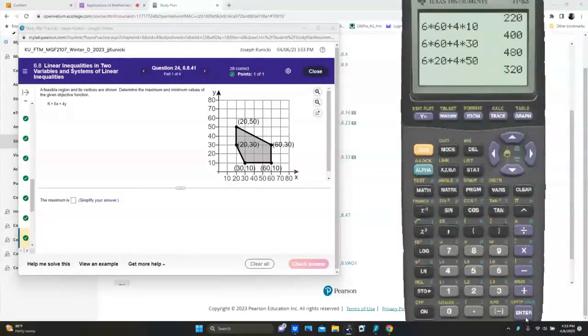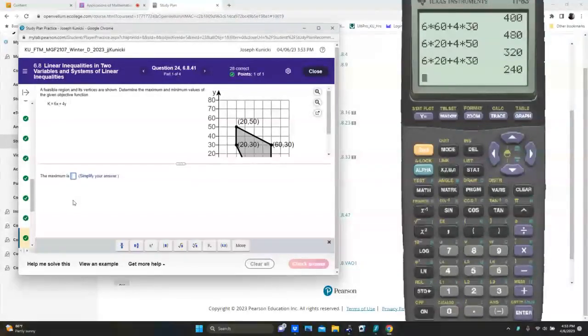And so I better write down 220 for the first one, because I'm going to lose it when I go to the fifth. So the fifth one is 2030. So when I hit second enter, I just change the y to a 30 because x stays the same. The last one's 240. So the one that's missing is 220. That's going to be the minimum. So the maximum's 480 at the third point, right?